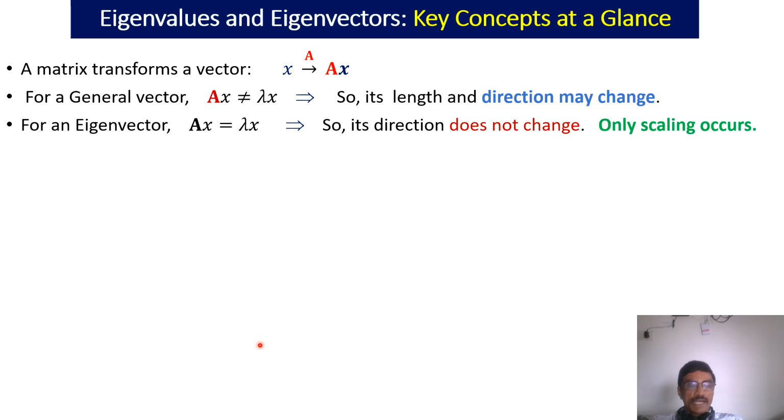But eigenvectors are special vectors. When a matrix transforms an eigenvector, its direction stays completely unchanged. The vector is simply scaled by a factor of lambda. This gives us the fundamental equation Ax equals lambda times x. Lambda times x means a scalar multiple of the input vector x. Here only scaling occurs.